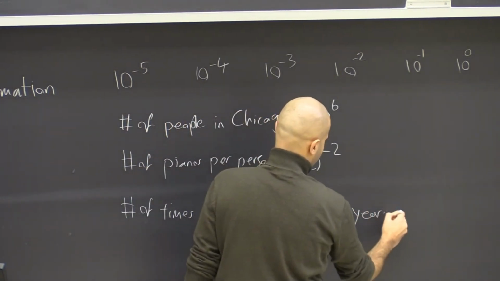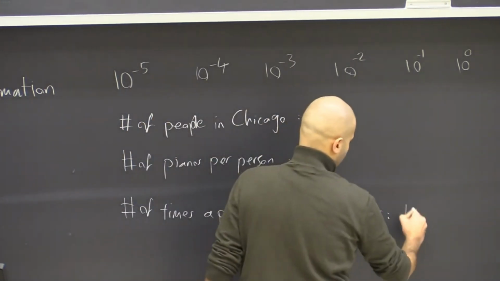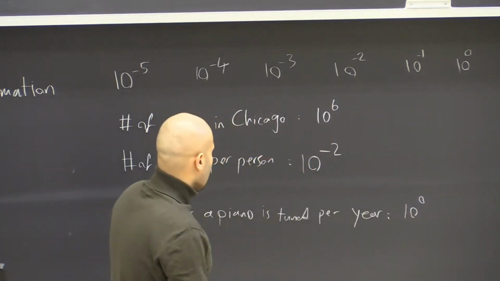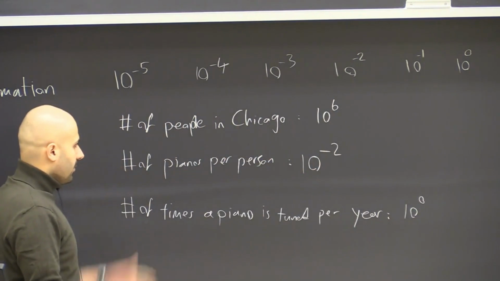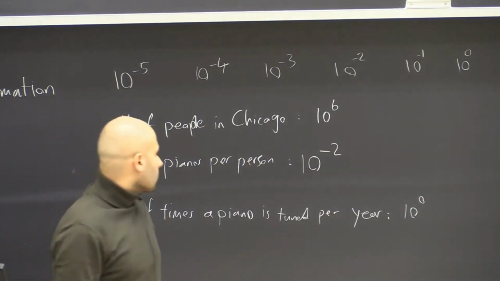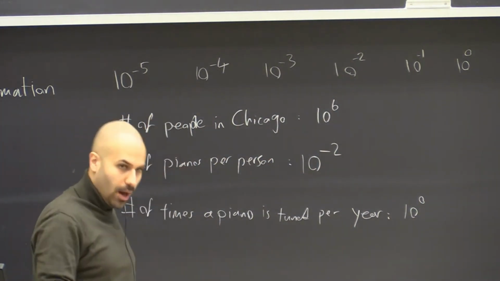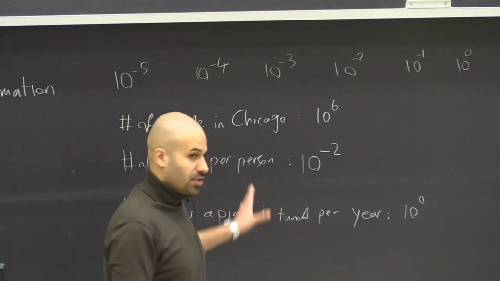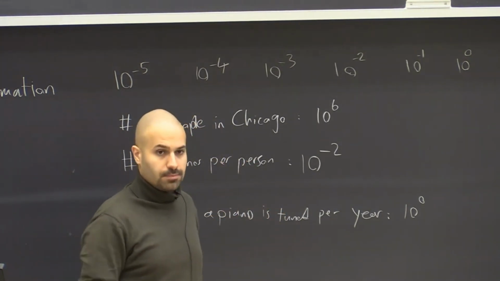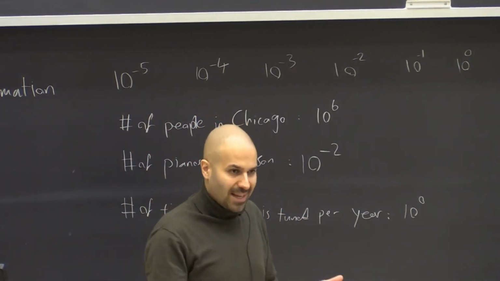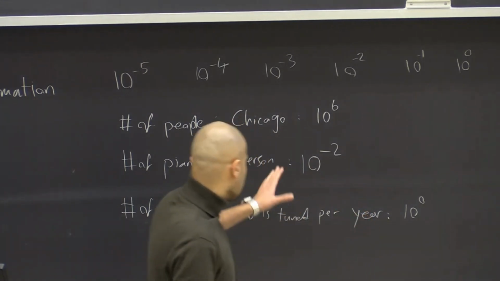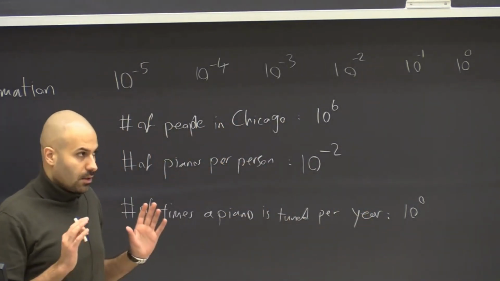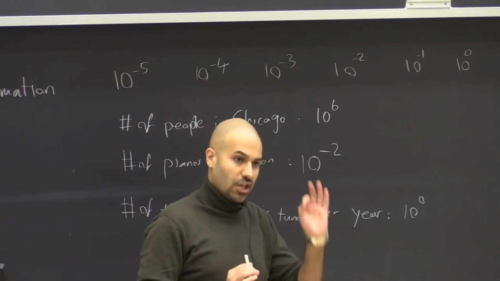So the number of times that a piano is tuned per year is 1, or 10 to the power of 0. All right. Well, then based on these, we have an estimate of how many piano tuning tasks there are in Chicago in a year. It's 10 to the power of 4. So there are 10,000 piano tuning tasks in a year.